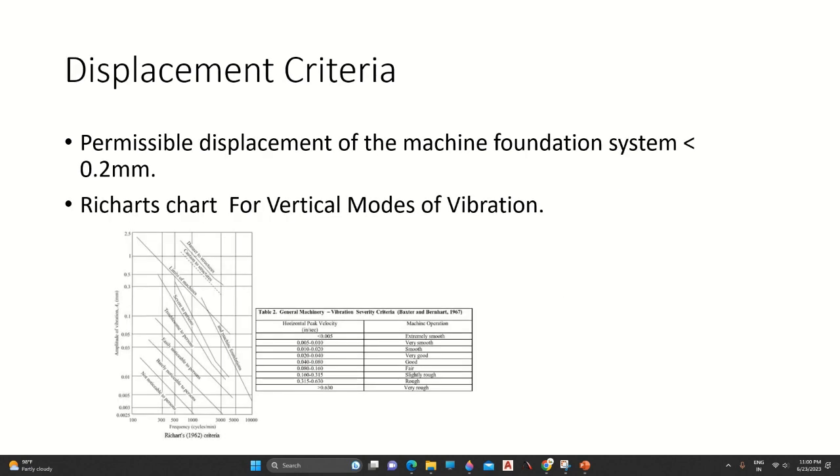So with Richart's chart, you have to consider the permissible displacement of the machine foundation system, which should be less than 0.2 mm. And also for various vertical modes of vibration, you have to consider these Richart's charts.